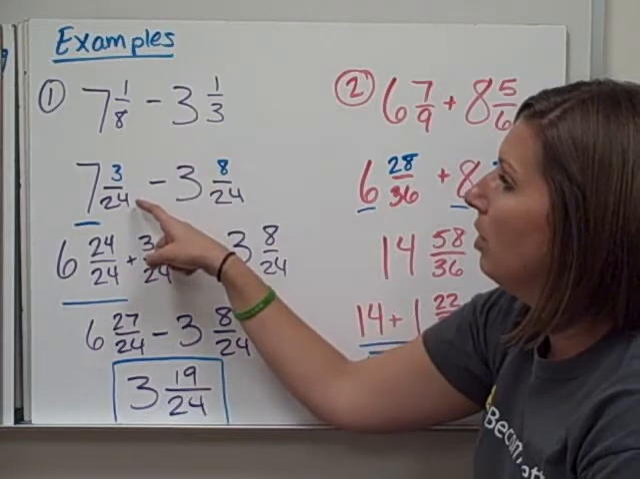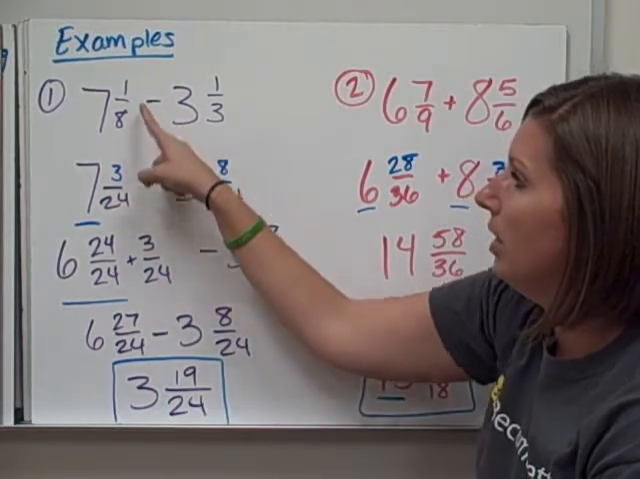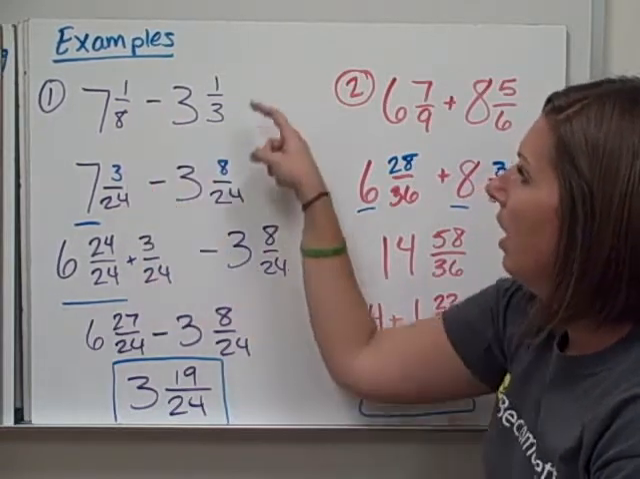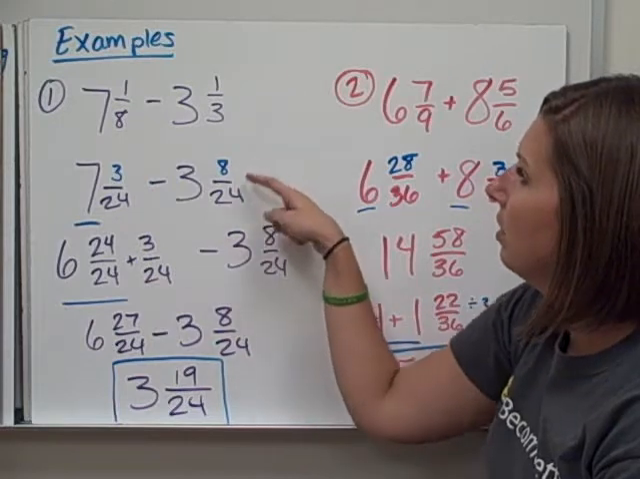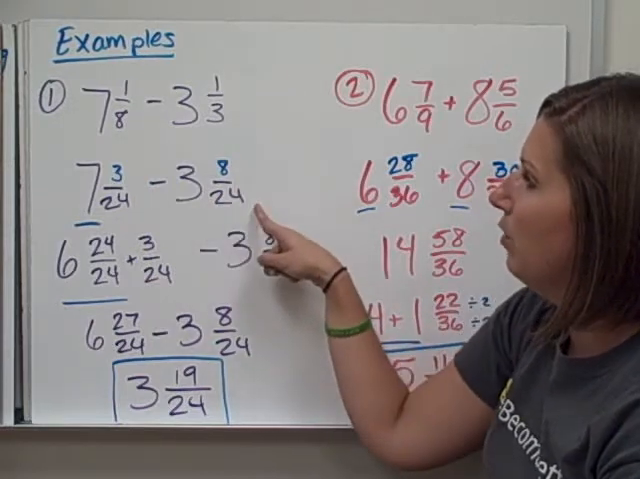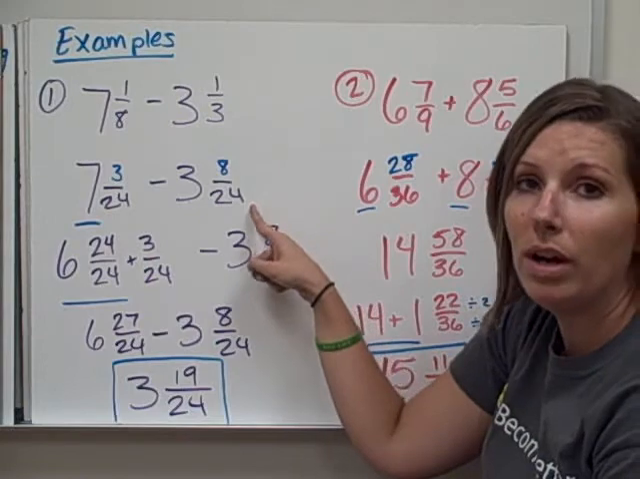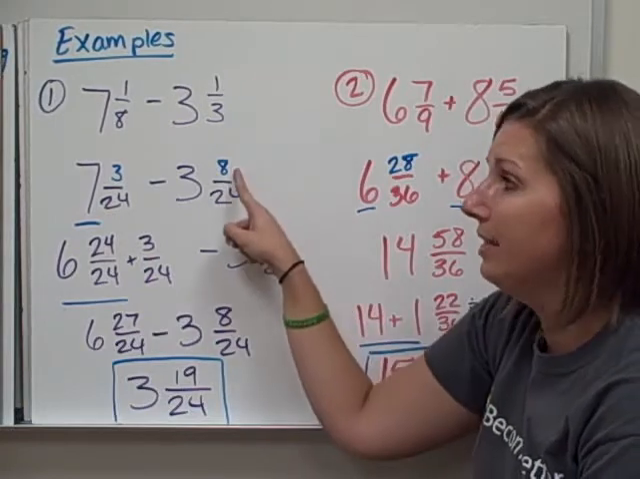8 goes into 24 3 times. 3 times 1 is 3. And then I need to change this fraction as well. It will become 3 8/24, because 3 goes into 24 8 times, and 8 times 1 is 8.